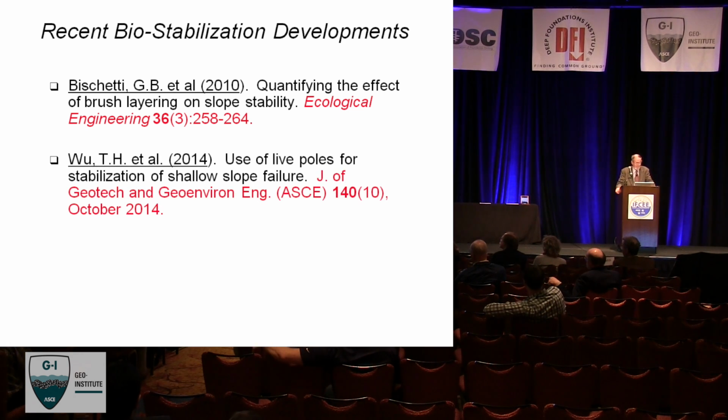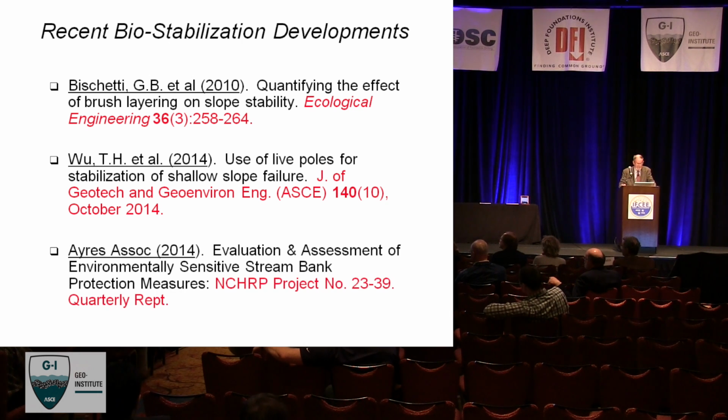Next, we have a paper by Wu and his colleagues, the use of live poles for stabilization of shallow slope failures. And this paper appeared in the Journal of Geotechnical and Geoenvironmental Engineering in October of 2014. And another project, Ayers and Associates, evaluation and assessment of environmentally sensitive stream bank protection measures. They published a quarterly report.